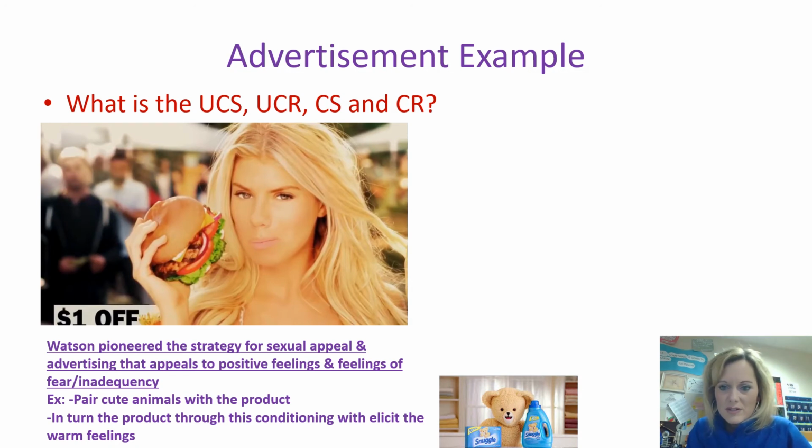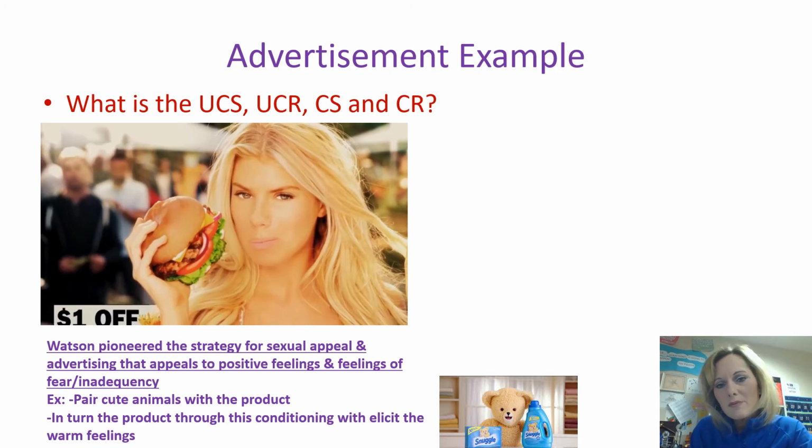So I always show this example. It's a Super Bowl commercial, okay? We know that a lot of advertisements have subliminal types of messages in them, but they also pair things together that we wouldn't naturally do. Sex appeal in advertisements was pioneered by Watson, and so forth, getting that positive feeling, or even feelings of fear and inadequacy, and pairing those emotions with things. So the little Snuggle one at the bottom pairs a cute animal with a product. In turn, you're getting conditioned by using Snuggle fabric softener. You're going to get a warm feeling and feel good about yourself and so forth.